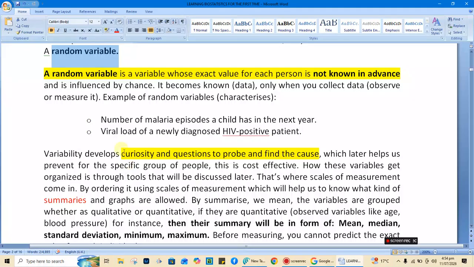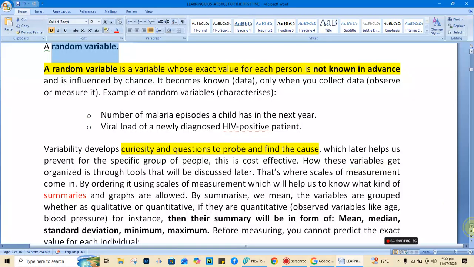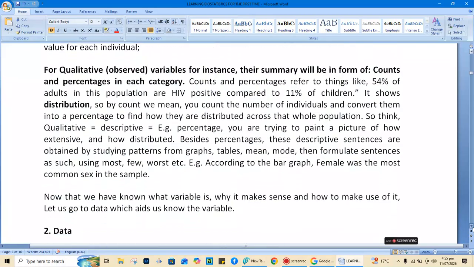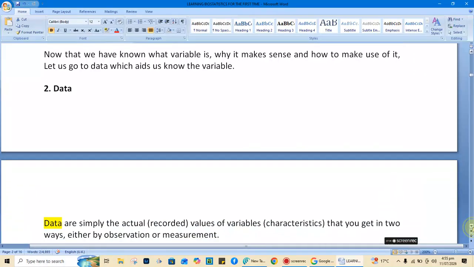For example, the number of malaria episodes a child has in one year. Are you going to know just by asking? No, you have not yet carried out records or interviews or measurements. So that is a random variable. In other ways, you can think of a random variable as a precursor of data. You haven't yet arrived at the data, but it is what is coming immediately before the data.